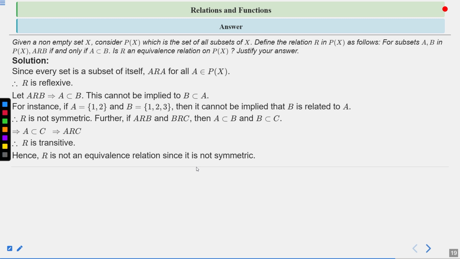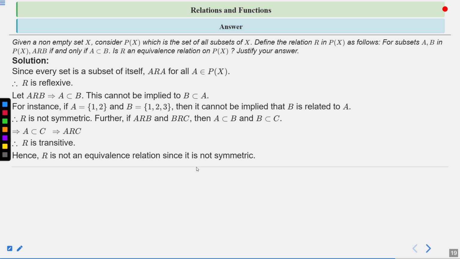See, it is reflexive, it is transitive, but it is not symmetric. So R is not an equivalence relation, because for an equivalence relation, the relation should be reflexive, symmetric, and transitive. All three should be satisfied. But here only reflexivity and transitivity are satisfied, but not symmetry. Got it? Hence the relation R is not an equivalence relation.